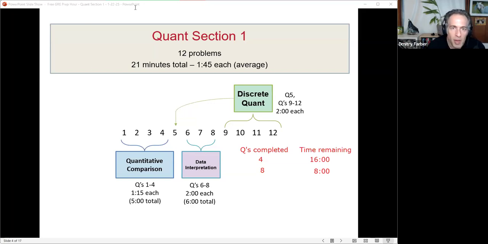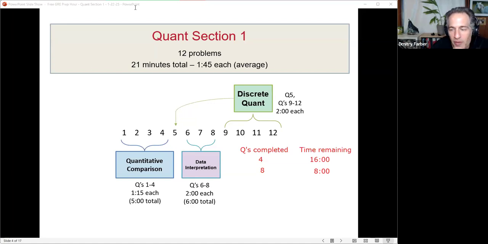So what I'm going to do is put up each question one at a time. You'll see four quantitative comparisons. You'll see one discrete quant, a data set, and then you'll see 4 more discrete quant in order. And I'll just keep moving the clock on relentlessly at those time intervals. So see if you can have your answers written down as soon as possible, and then review as much as you can until I move the page.